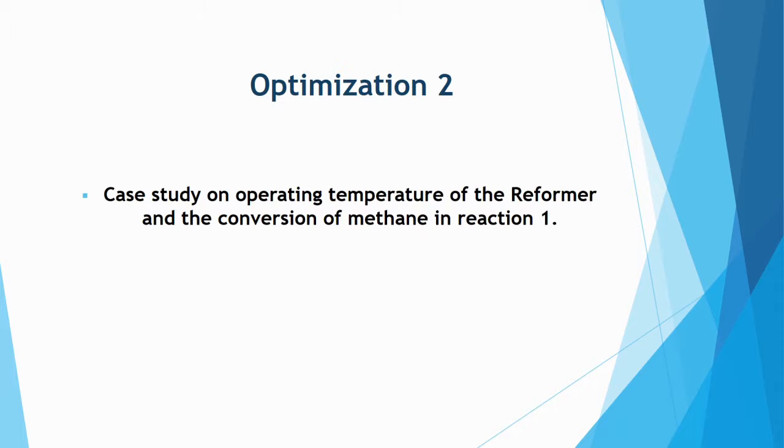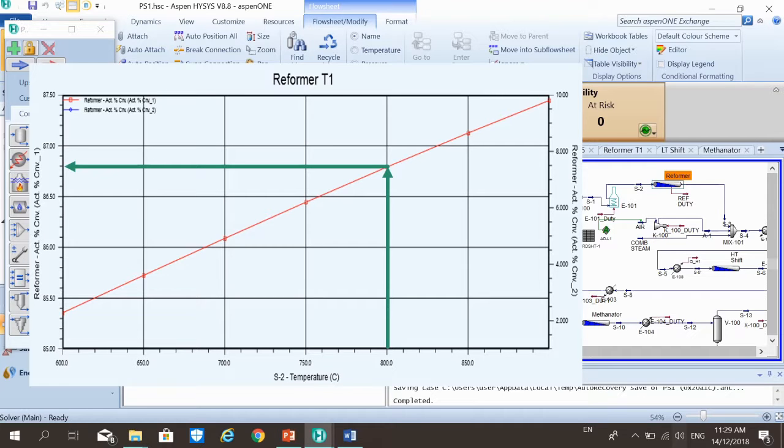The next case study is done on the operating temperature of the reformer and the conversion of methane in reaction 1. A high conversion of methane is required, and based on the graph, the higher the operating temperature, the higher the conversion rate. Hence, the temperature of 800 degrees with a conversion rate of 86.79% is chosen.